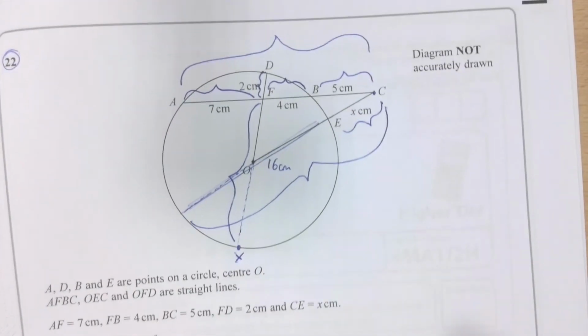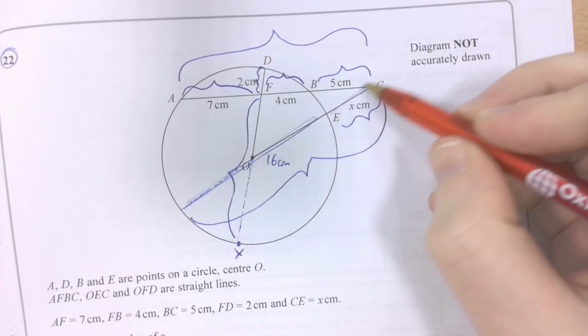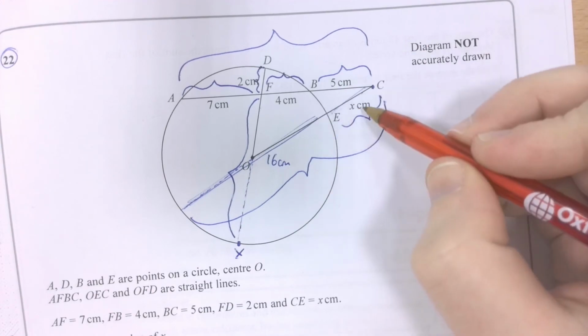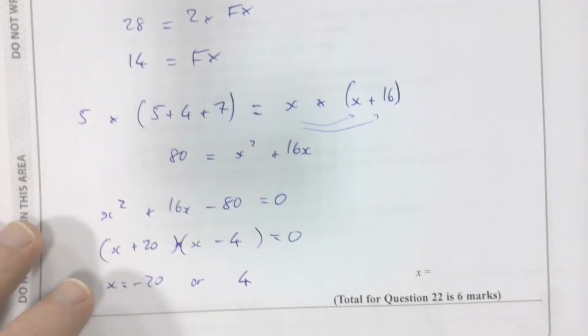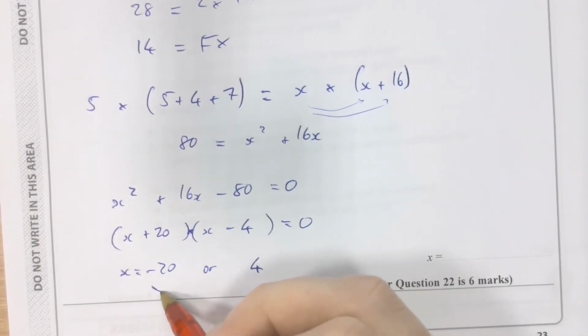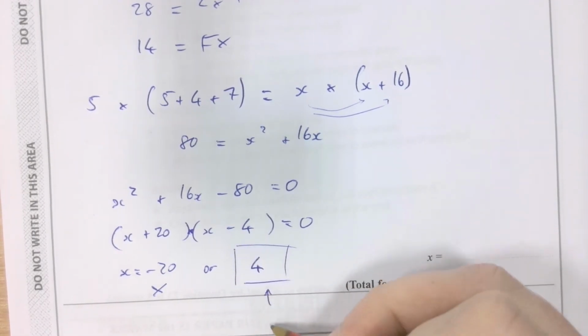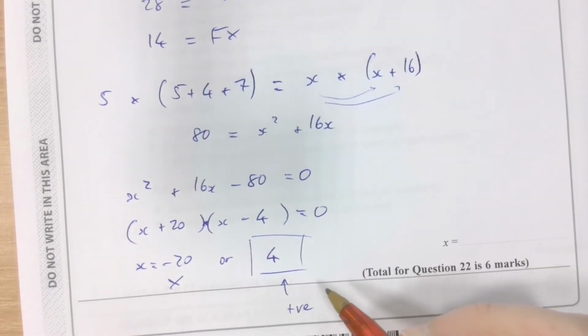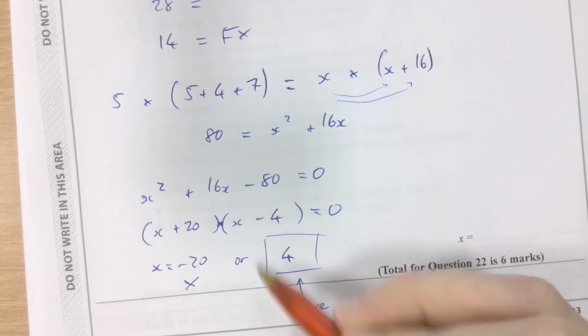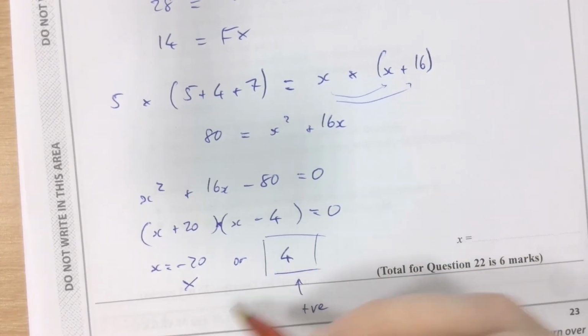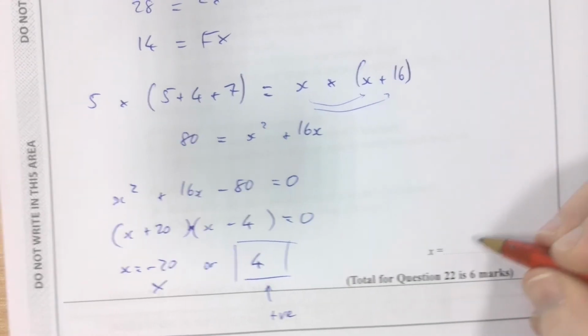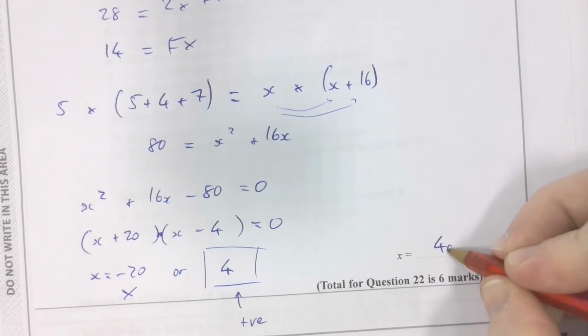Okay? Now let's relate this back to this original question. x is a length, right? We're working out the value of this length in a certain number of centimetres. It doesn't make sense for a length to be negative, therefore 4 being positive is effectively the only value that makes sense to be a length for this question. So x is going to be 4 centimetres.